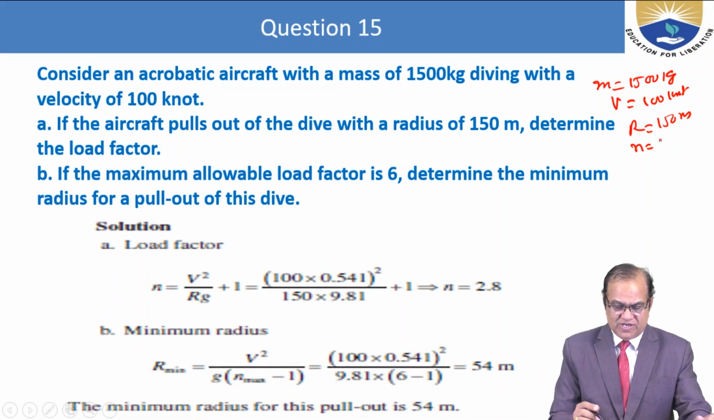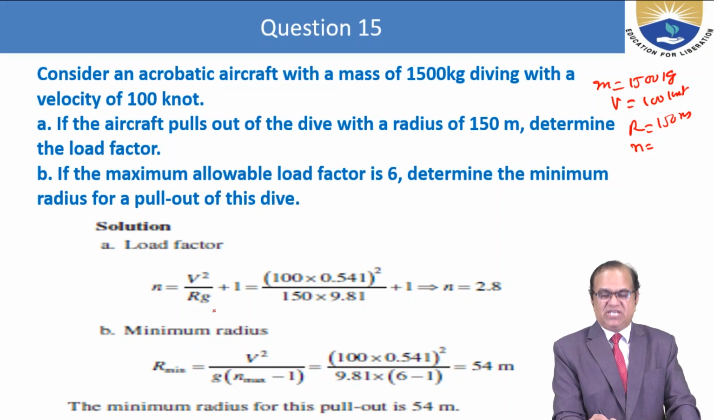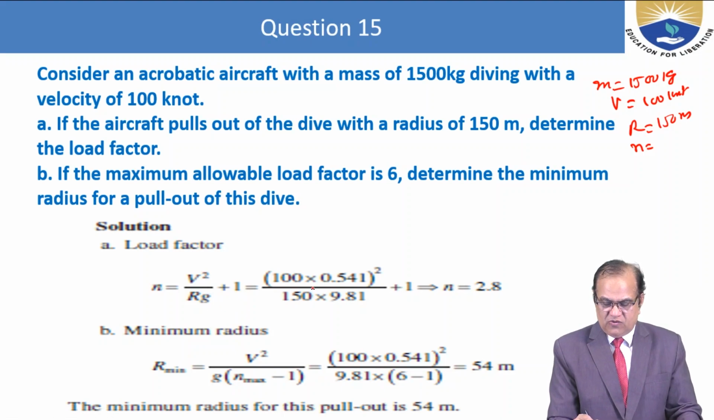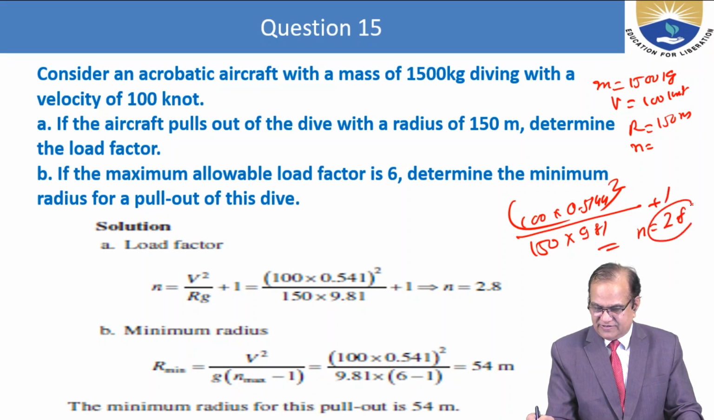So we know the equation that load factor n is equal to V square by Rg plus 1. So here V square is equal to (100 into 0.5144) square divided by R, which is 150, times 9.81, plus 1. You will get here n is equal to 2.8.